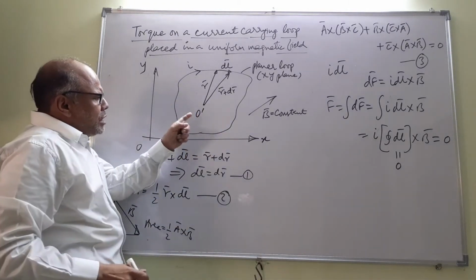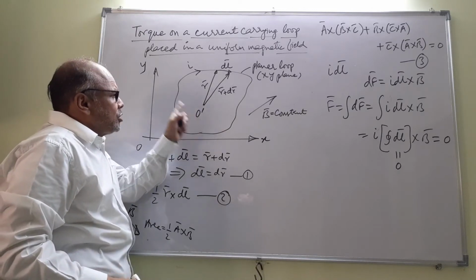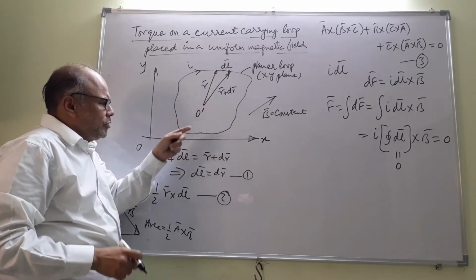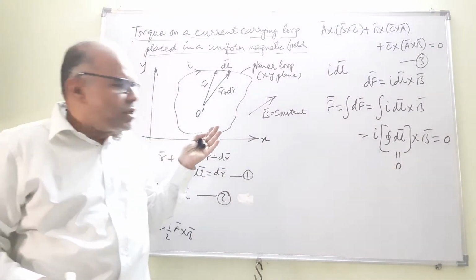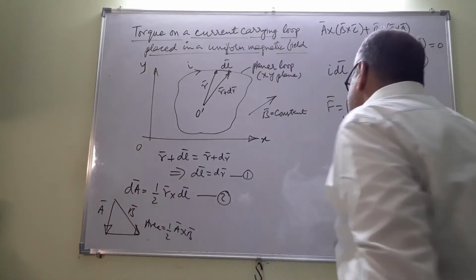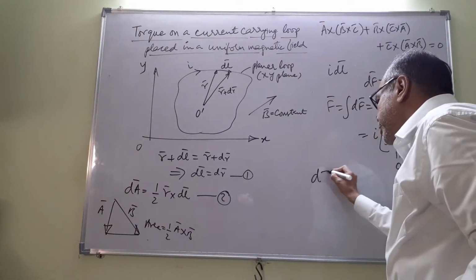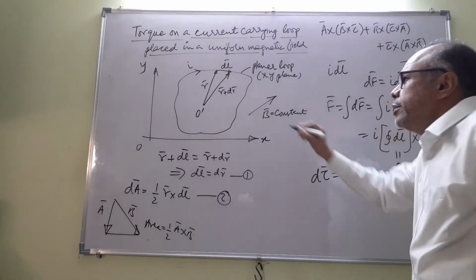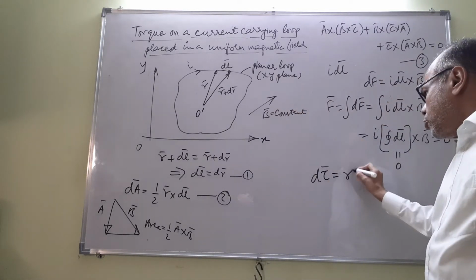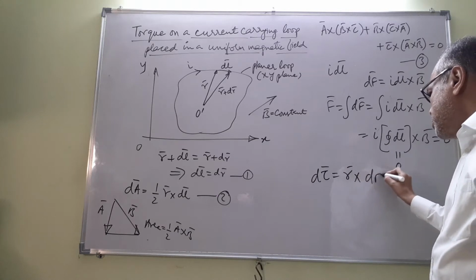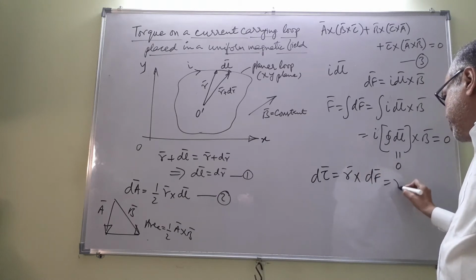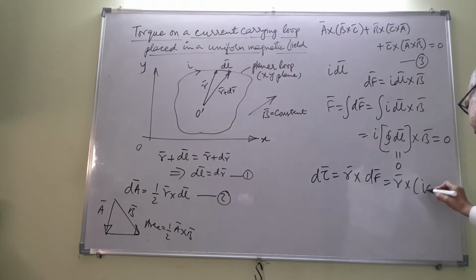But for convenience's sake, we have taken a point O dash on the body itself. This O dash, as I said, could be the center of mass of the loop also. So, how will that torque be? The torque dτ would be R cross the force, R cross dF. So this would be R cross (I dL cross B), because dF is I dL cross B.